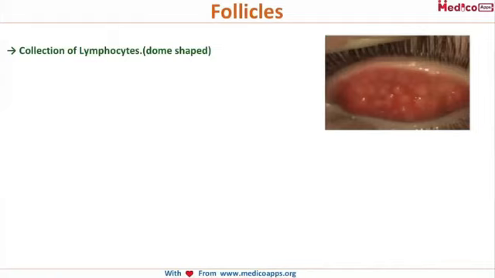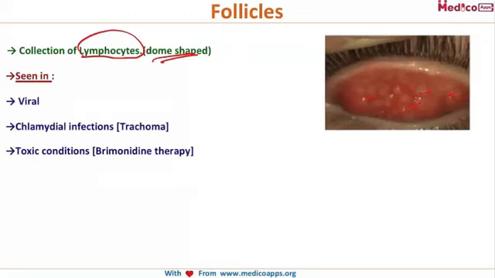Now the first one is follicles. Follicles are collections of lymphocytes. These are dome-shaped structures. You can appreciate them in this picture over here. See, so many follicles. These are dome-shaped lymphocytic collections, and they are indicative of either a viral infection or trachoma or toxic conditions such as brimonidine therapy.